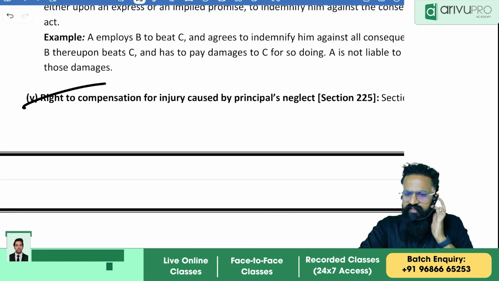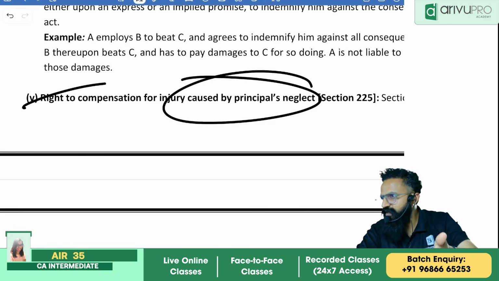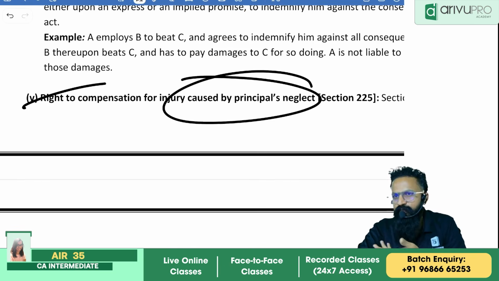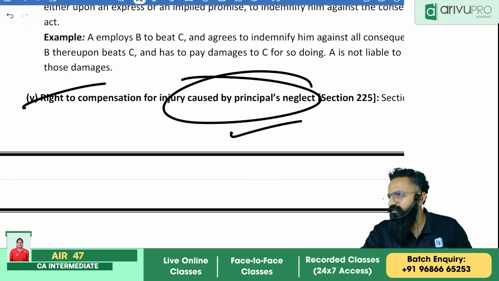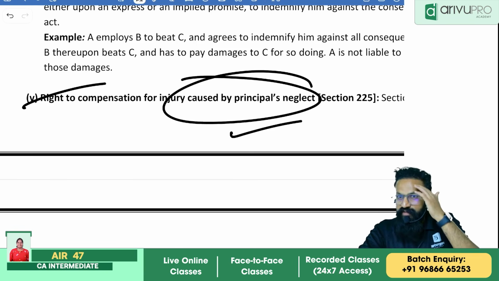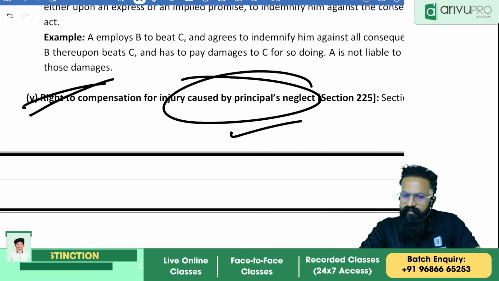Right to compensation for injury caused by principal's neglect. So if I tell you to do something and you do not do it, I am liable. And one more thing, what is that I told you? Principal's neglect. I tell you to carry 100 kgs of iron rods in an auto. If you carry it, even after knowing I told you to, and anything happens, I am liable. That is what I am telling you.